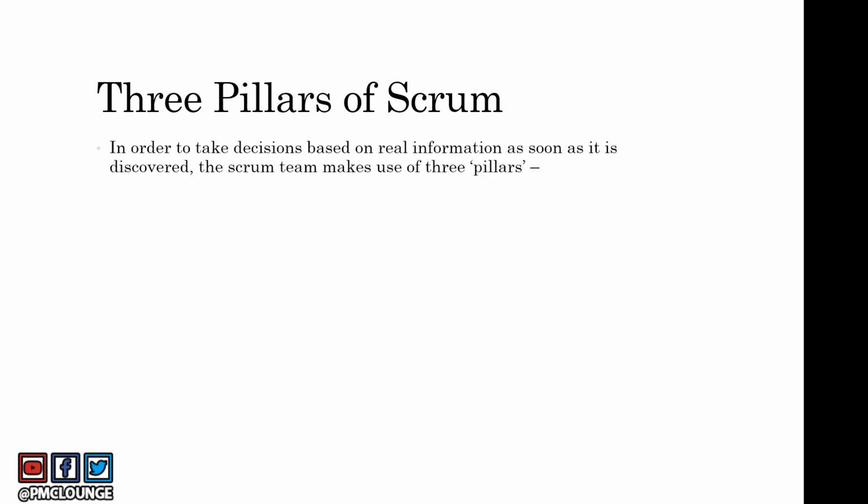Now, we just talked about how you take decisions based on real information in an agile environment. How do you do so? How do you take decisions as soon as real information is discovered? The Scrum team basically makes use of three pillars here. These three pillars are transparency, inspection, and adaptation. In the coming slides, we go over these three one by one. So let's do that.